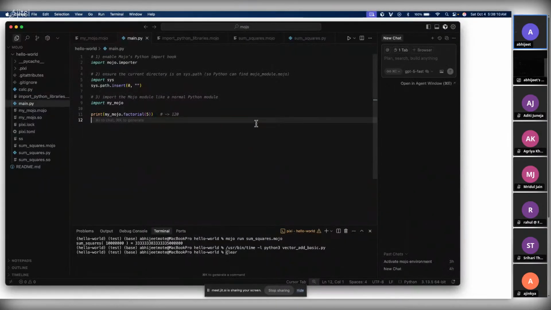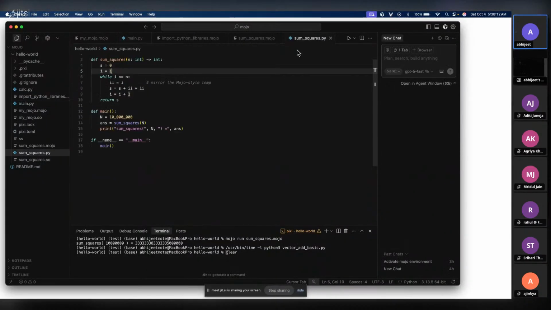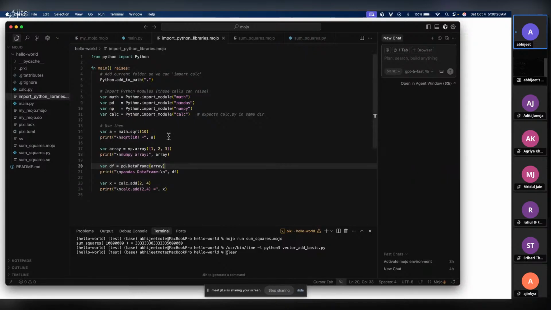There is one more thing I want to show. We have seen importing Mojo into Python, and we can do it the other way also. Let's say you have a Python function and you want to import that into Mojo, so you can do that also.